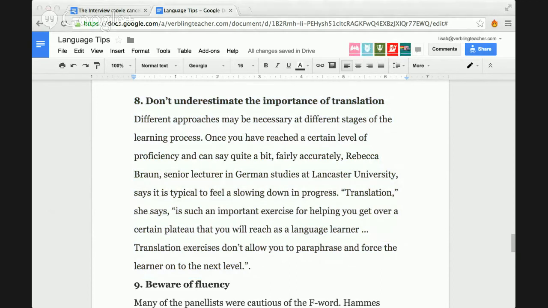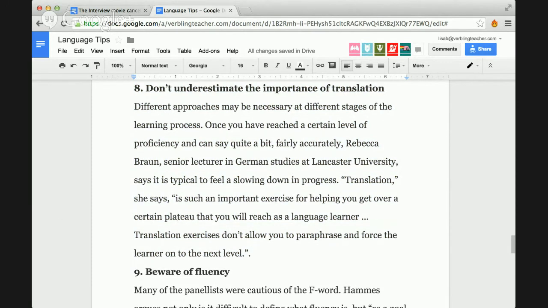Plateau? It's a French word, isn't it? Yeah, it's a French word. A plateau. Okay. That you will reach as a language learner.